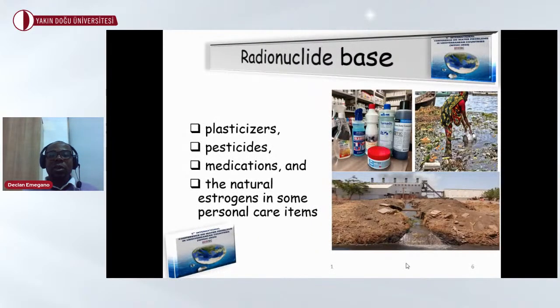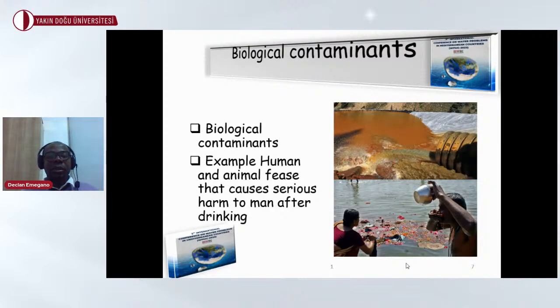We can talk about the radionuclide-based contaminants that come from plasticizers, pesticide, medications, even from estrogen. These contribute to the contamination of the water. Then we have the biological contaminants, like human feces and animal feces, which cause serious problems. It causes harm. You can see this man drinking this water, and from the picture up, that is disposal of feces, and this one is washing, so it's causing adverse effects. The effect of this could be tremendous on the entire population. So these are the contaminants that we are talking about.